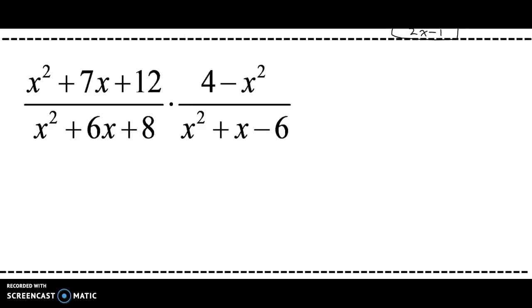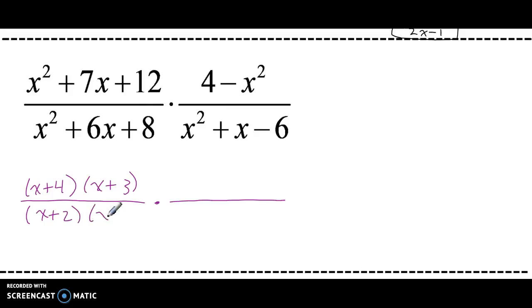Alright, so when you're factoring the numerators and denominators of these polynomial fractions, this first one factors into x plus 4 times x plus 3. The second one factors into x plus 2 times x plus 4. This one up here is a difference of squares. It's probably the easiest one we've got, so that's 2 minus x and 2 plus x. And then this last one down here factors x plus 3, x minus 2. So that's the hard part of the problem. If you can factor those 4 polynomials, the rest is easy.